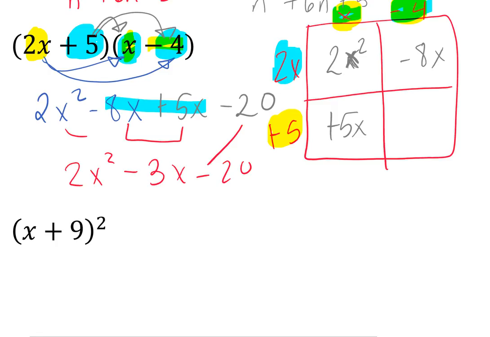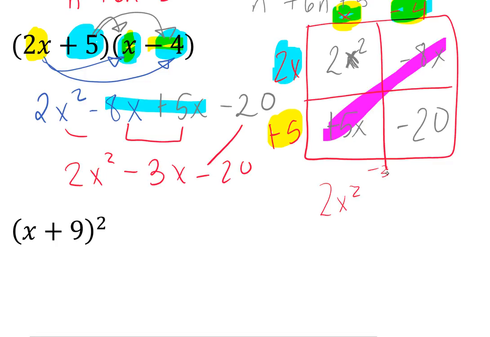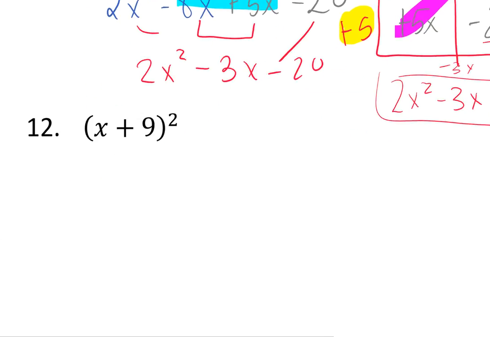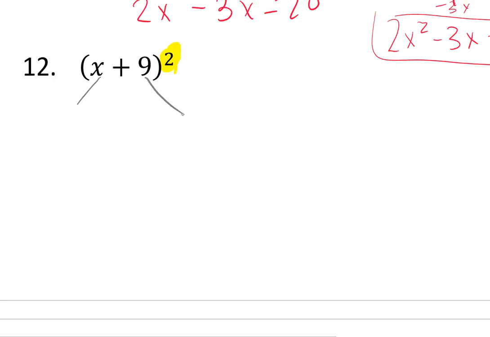And again, these diagonals are like terms. So we're going to get 2x squared. These two give me negative 3x, so I write that in the middle, and then end it with negative 20. All right, and let's look at number 12. First of all, when we see this, that means I need to split it into two things, into x plus 9 times x plus 9.